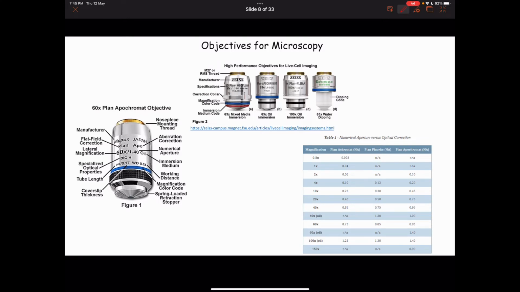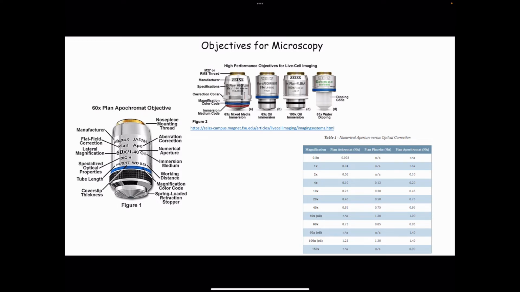We will also see some more practical tips for the oil immersion system, as well as the benefits of using water immersion objectives, especially when we are doing live cell imaging, and, on the other hand, the advantages that you get when you are using oil as an immersion medium.